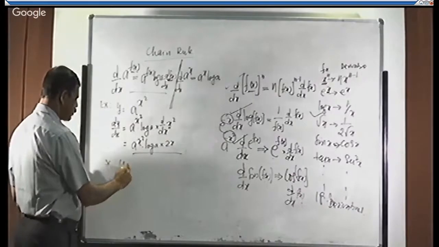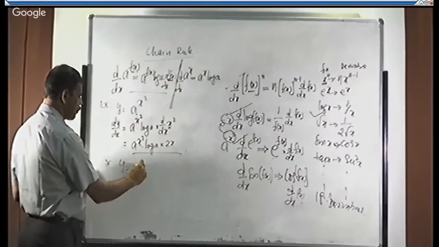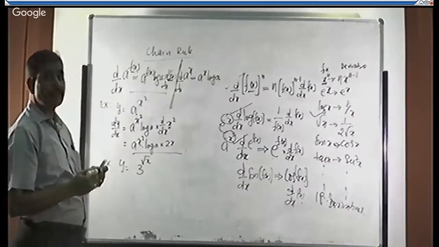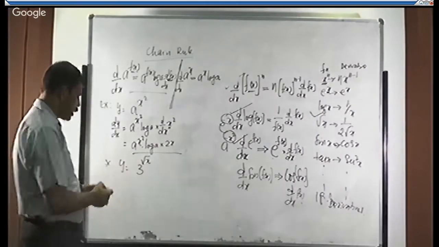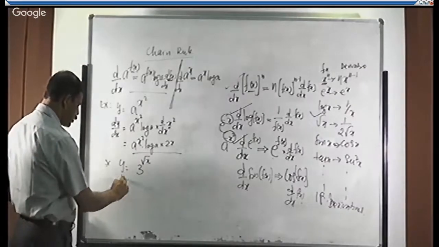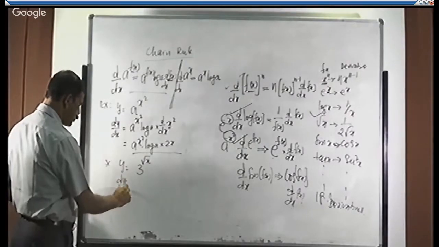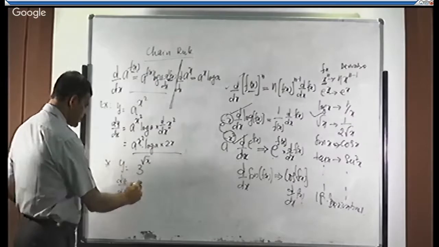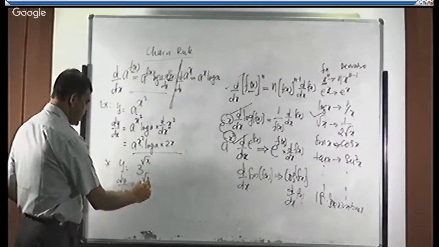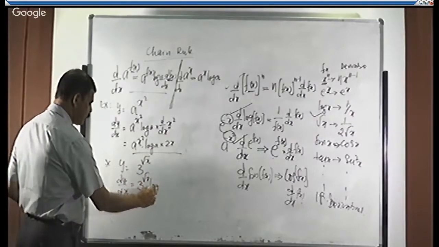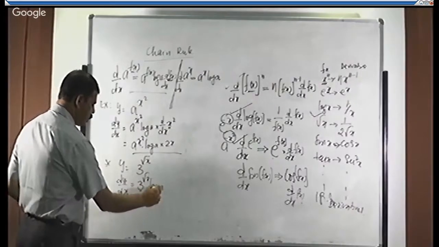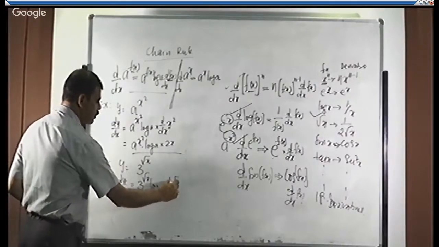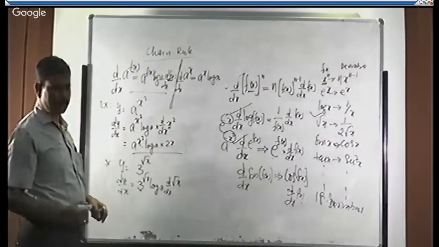Next, y is equal to 3 to the power of root x. What is the function here? The function is root x. How do you differentiate it? dy by dx of constant to the power of function is constant to the power of function into log of constant, which is constant 3, into d by dx of function, which is root x, right?